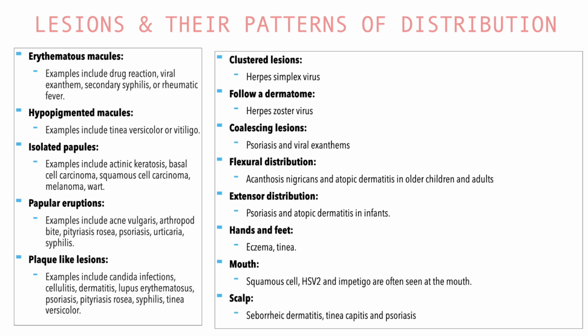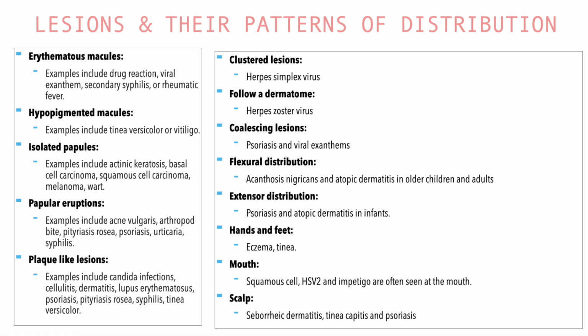So erythematous macules, which may be caused by numerous etiologies, includes drug reaction, viral exanthems, secondary syphilis, or rheumatic fever, compared to hypopigmented macules, which are commonly seen in something like tinea versicolor or vitiligo.